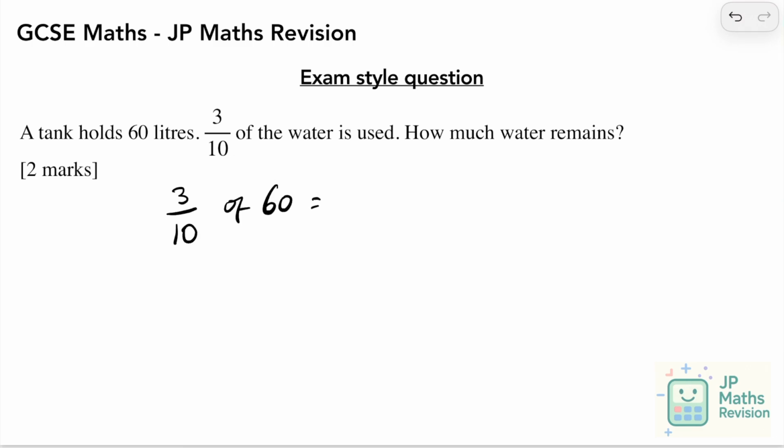So to find 3/10 of 60, I first work out 1/10 by doing 60 divided by 10, so that's going to be 6. And then 3/10 is going to be 6 times 3, so that's going to be 18 litres. So 18 litres is used, so that means we have 60 take away 18 litres left, so that's going to be 42 litres that remain.